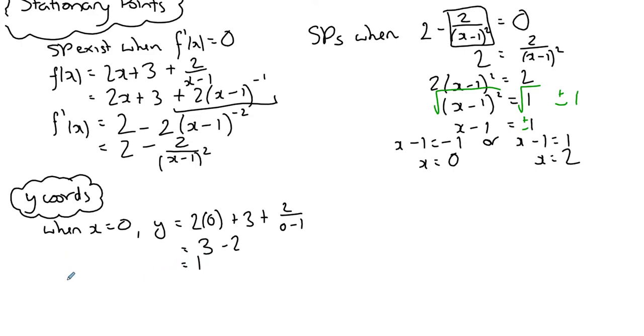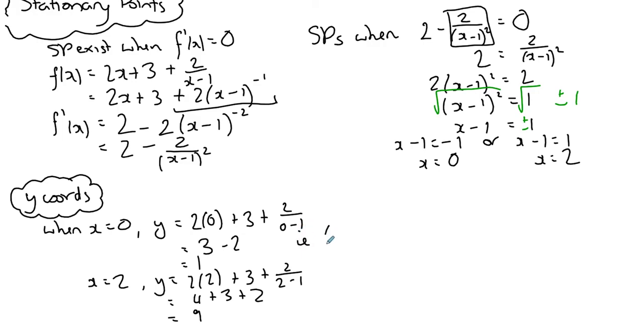And when x equals 2, y is equal to 2 times 2 plus 3 plus 2 over 2 minus 1. That fraction there has a value of 2. So you've got 4 plus 3 plus 2, which gives you 9. In other words, we have two stationary points, (0, 1) and (2, 9). Now we want to check the nature of these, so let's just do that.